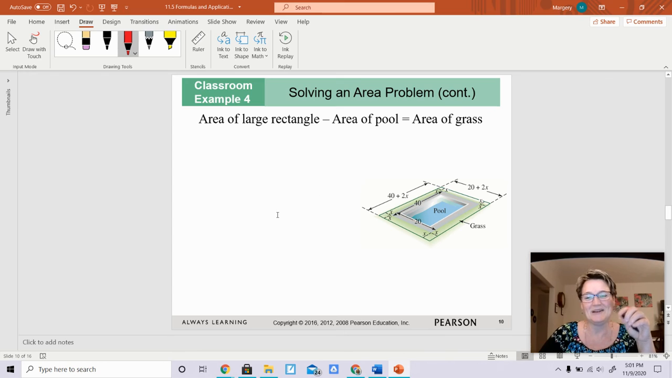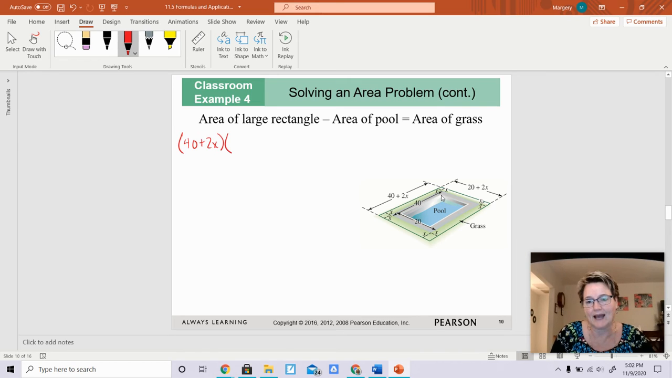All right. So what I'm going to do first of all is find the area of the large rectangle. Remember there's an x here and an x here, so that means it's 40 plus 2x, because you have x's on both sides. So the area of the large rectangle will be 40 plus 2x times the width part, which is 20 plus 2x. Once you do that math, you're going to subtract it.